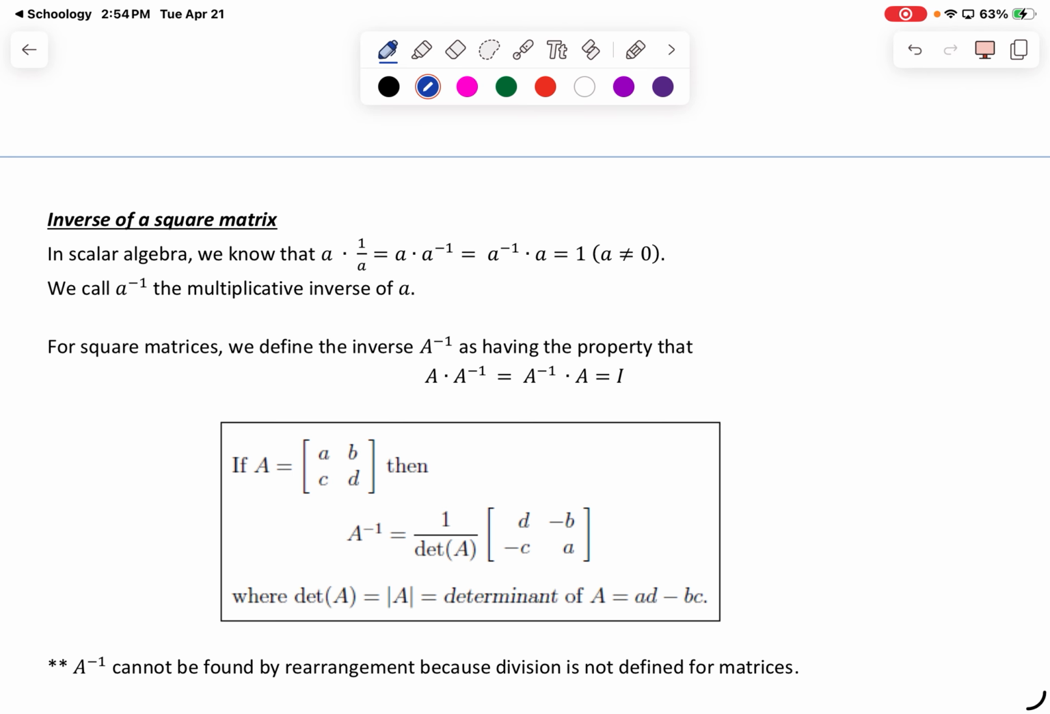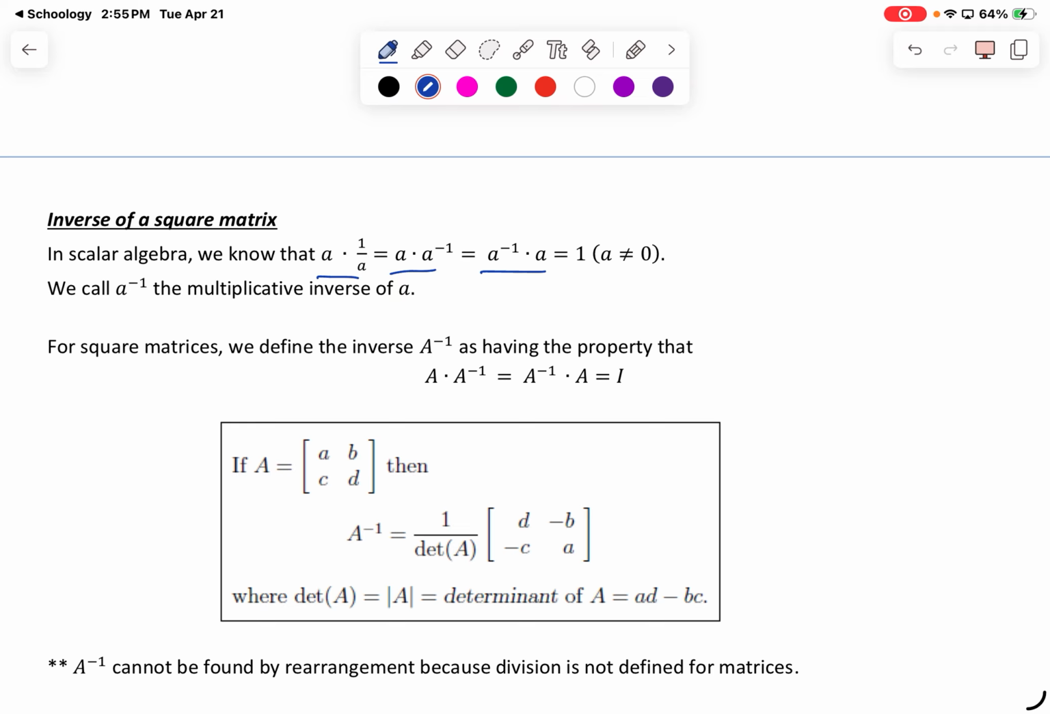The inverse of a square matrix, so it says in scalar algebra, we know that A times 1 over A is equal to 1 because A and 1 over A are inverses of each other. But that's the identity too, right? A times A inverse is equal to A inverse times A, all right? That's true. And both of those are equal to 1. Also, A can't be 0, otherwise it's undefined.